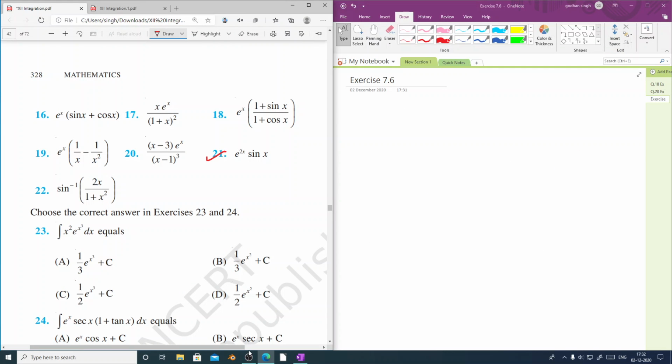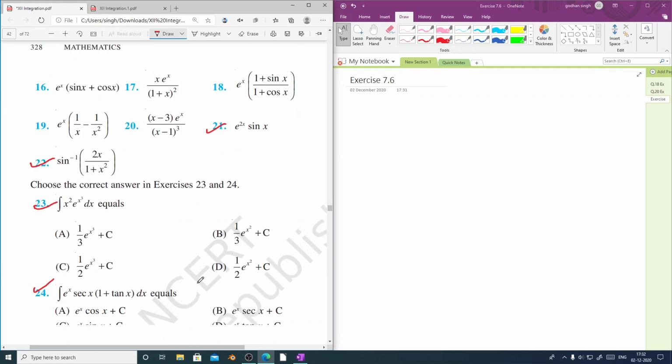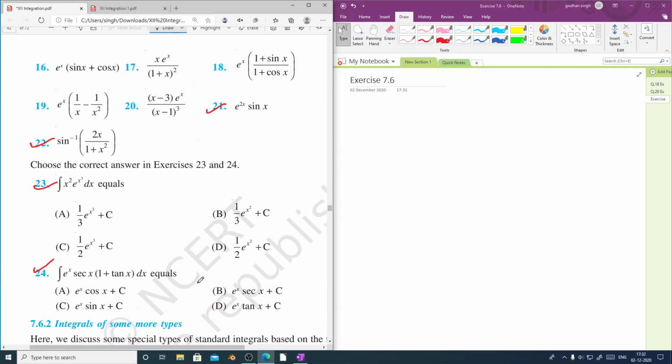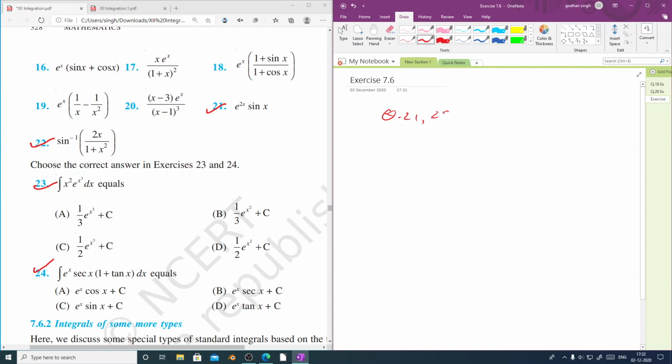Question number 21, 22, 23, 24, they all are for self trial, that is, you will try on your own. And so with this the exercise is complete.